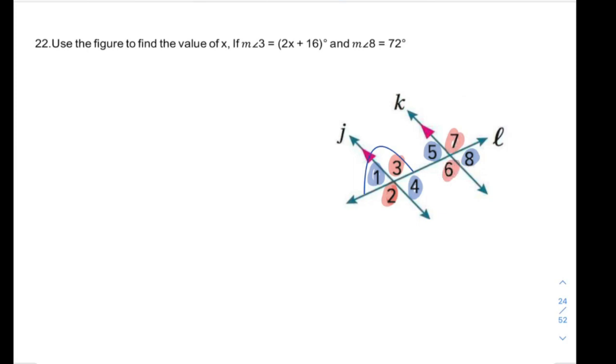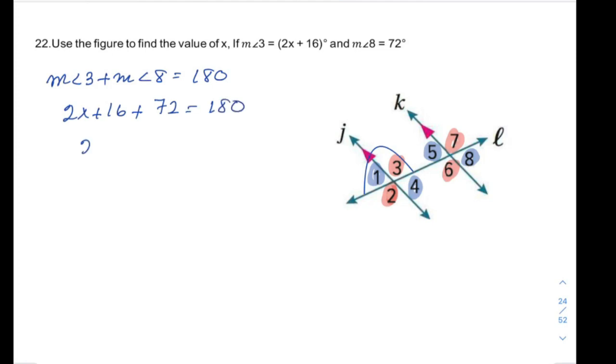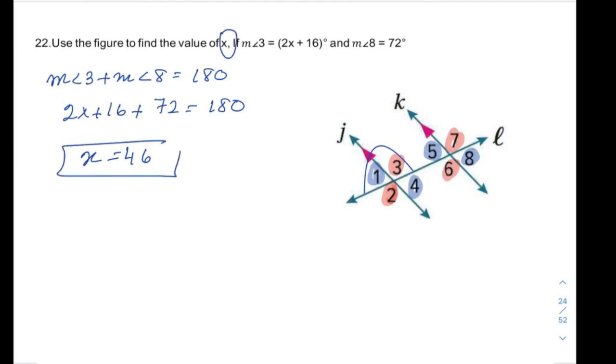So if we are finding the relation between 3 and 8, that means their sum is 180. So measure of angle 3 plus measure of angle 8 is 180, and we will replace. Finally, you can solve the equation, and directly you can find that x is 46. It's easy to find. We want x only. We don't want any measure of the angle.